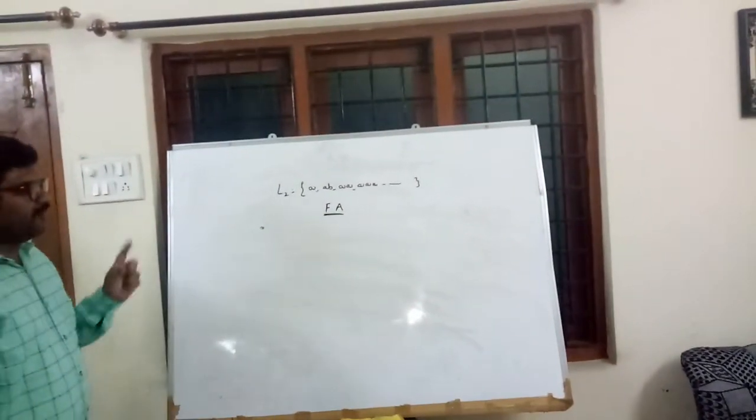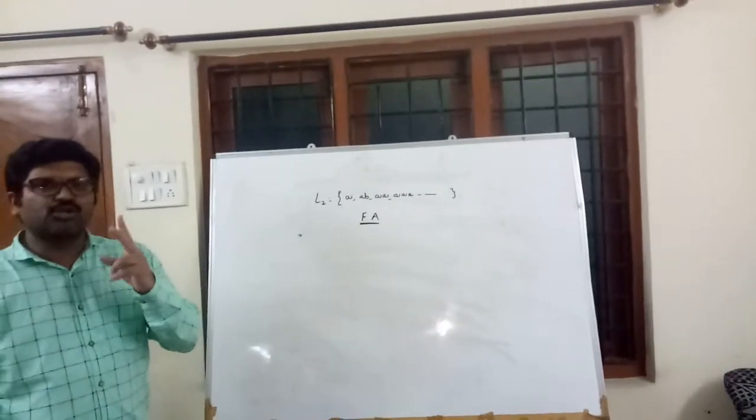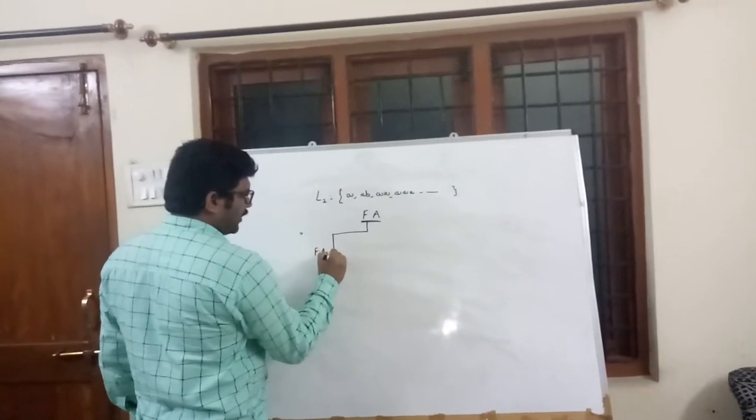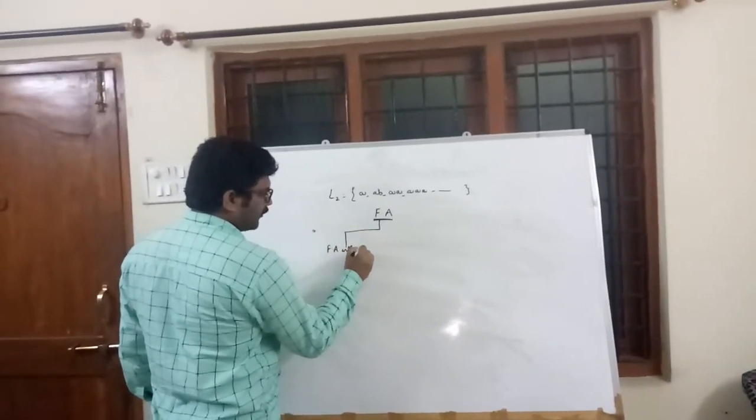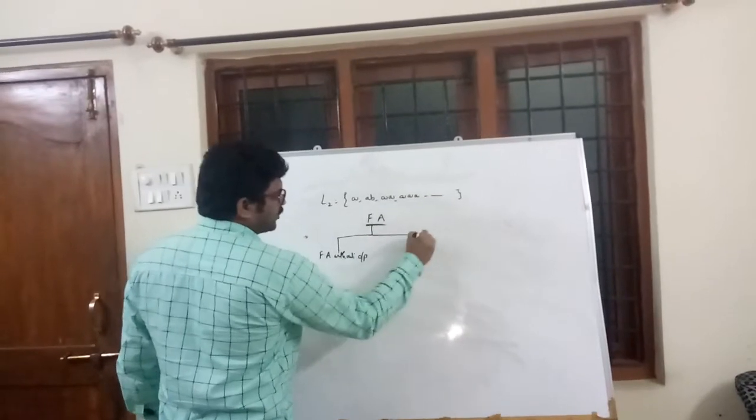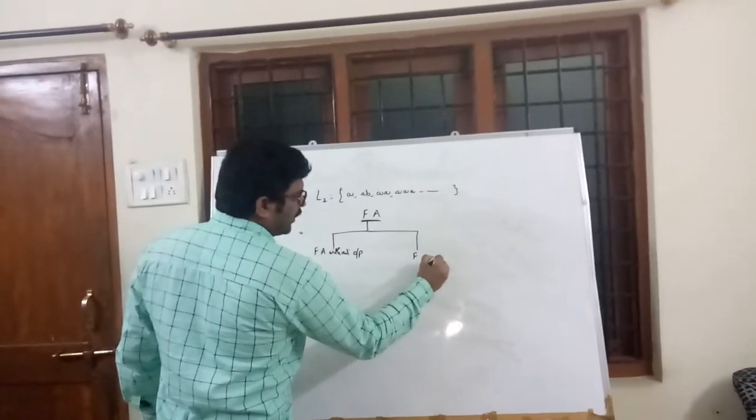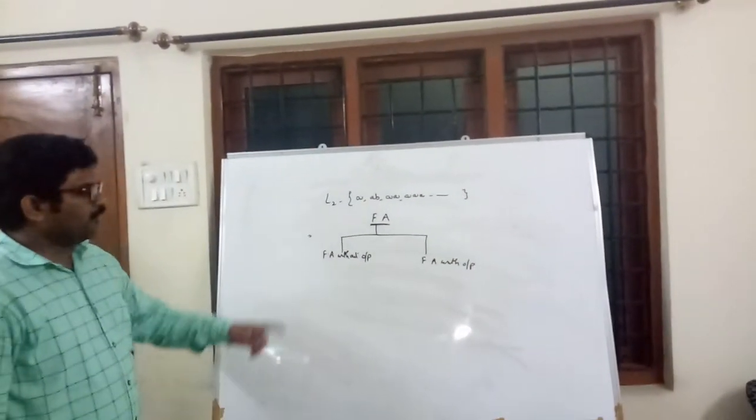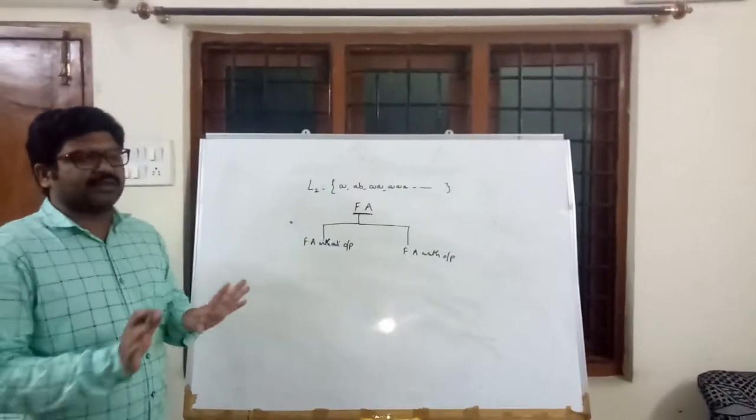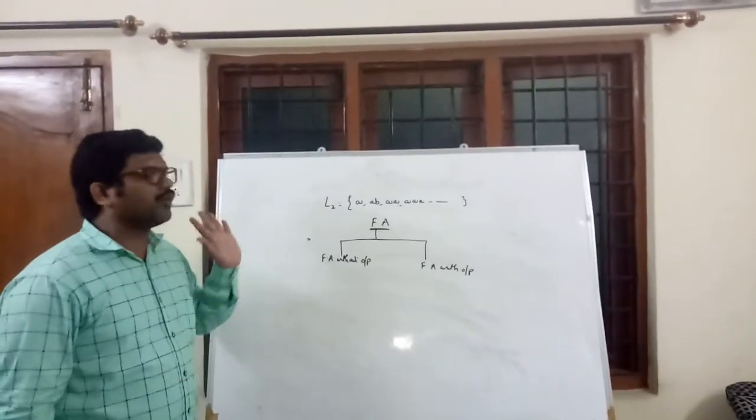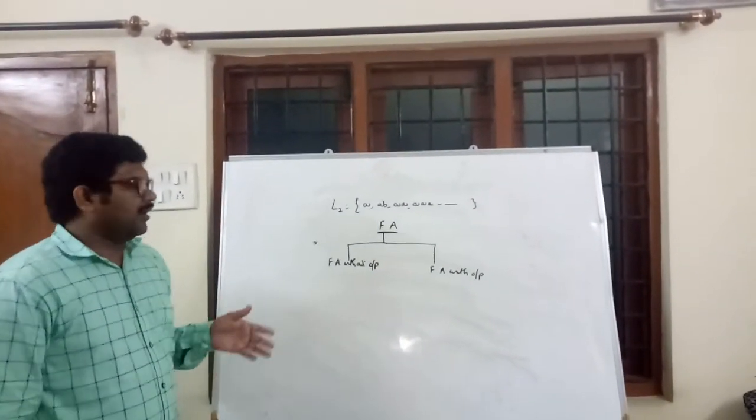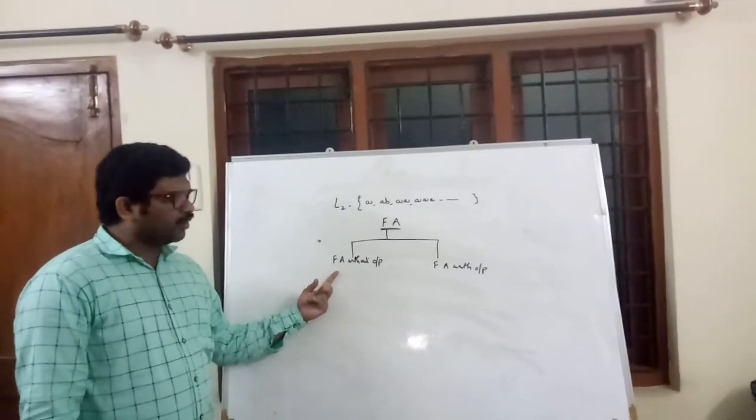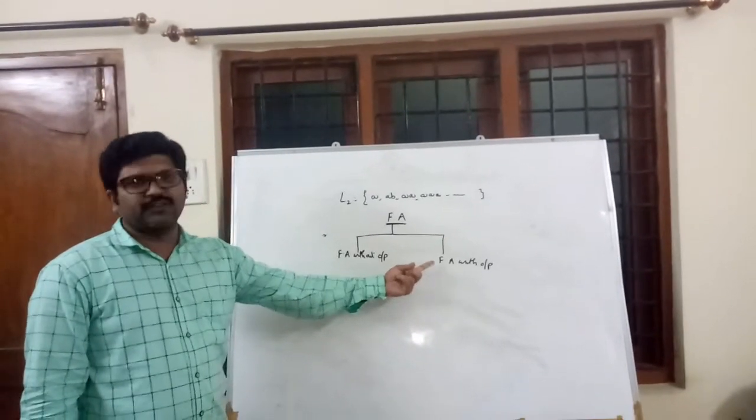Finite automata is categorized into two types. One is finite automata without output, and the next one is finite automata with output. OP means output. So I am classifying the different types of finite automata that are available: finite automata without output, and finite automata with output.